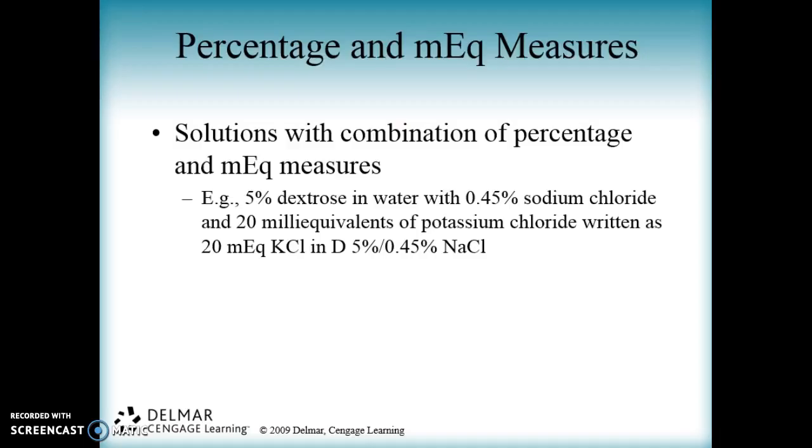Percents and milliequivalents can be combined when we're talking about IV solutions. And this is just an example of what it might say. So if you've got several different things in your IV solution, it might have all of these things listed on it. So they're showing you, okay, what if it's 5% dextrose in water with half normal saline and 20 milliequivalents of potassium chloride? How do we write that? And that's what this piece right here is all about. This would be how you would see it written on an actual label.